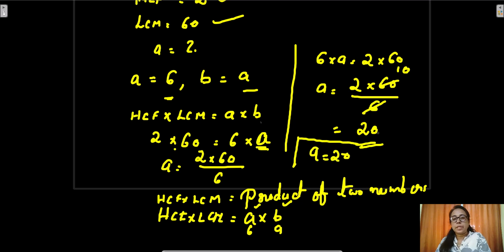Another number is 20. Okay, very easy question. Nothing in it, very easy. If you know the concept, we can do it within 2 steps. You write the formula and calculate it. That's all.